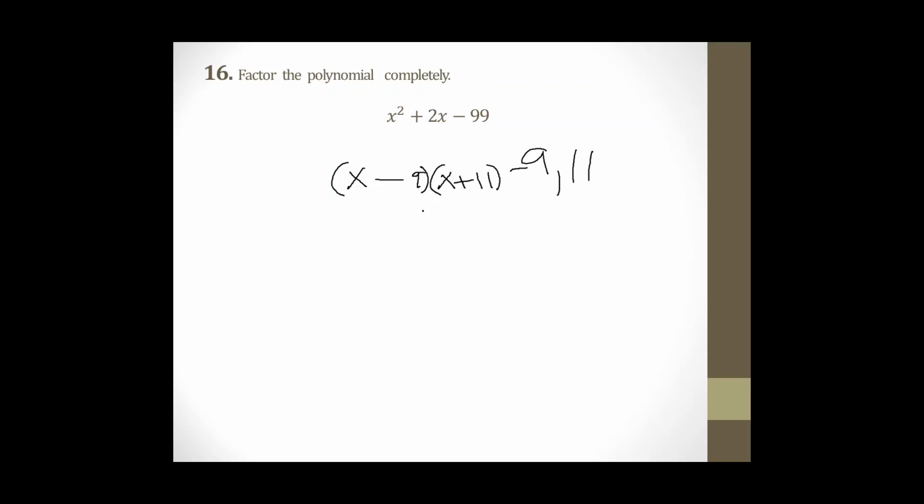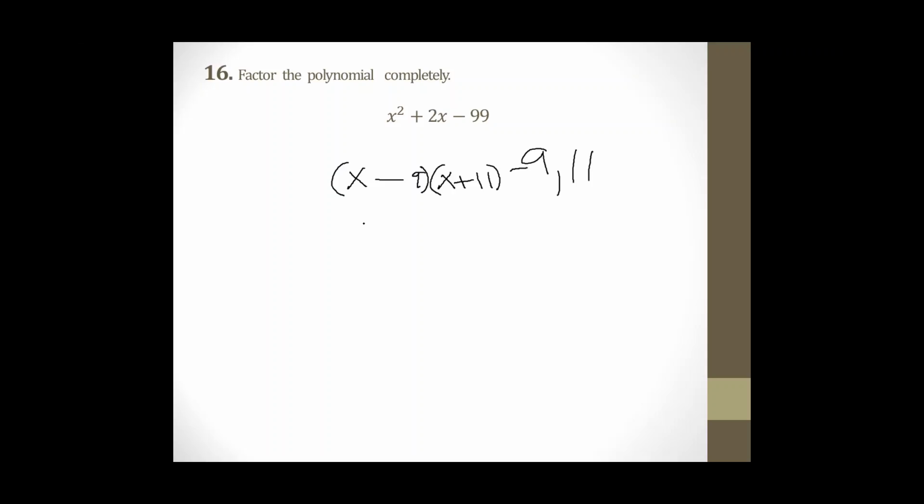And so that's my factored form. A hint for when you're doing these, if you ever want to check and see if you have the right factors, you can always go back and FOIL it, which is first, outer, inner, last. And if you do that and you get the original polynomial, then you'll know that you have the correct factors. Sounds good.